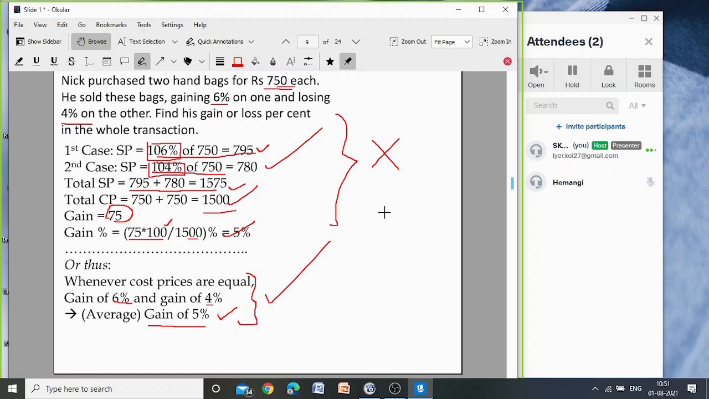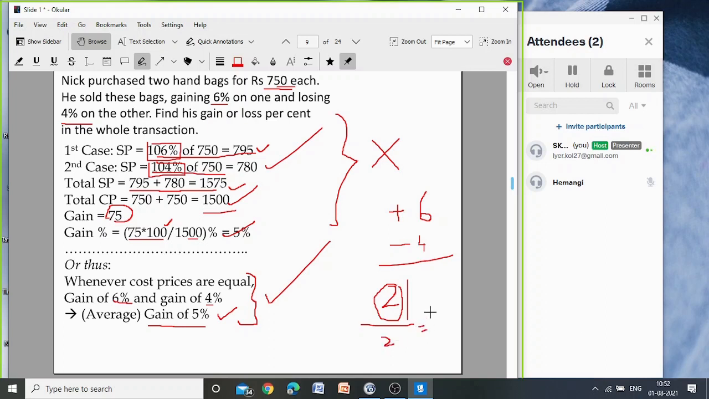For instance, if you are gaining 6% in one, and if the cost price is equal only then, and you are losing 4%, that is minus 4, so you can say directly 2% is the difference, plus 2, and you can take the average, 2 by 2, so it will actually be 1%. If you do 2% in 2 transactions, then in one transaction it will be 1%. So directly you can do that.